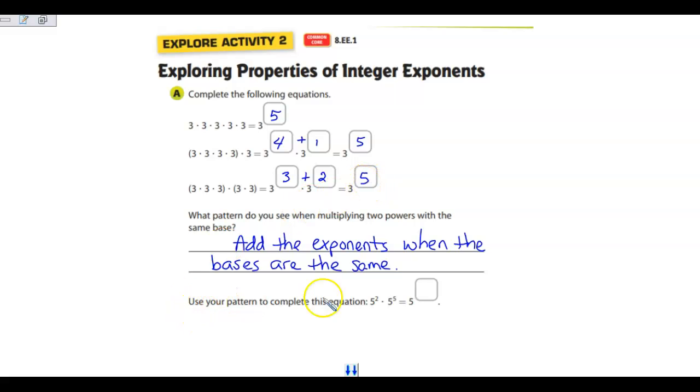If we use that same pattern with this equation, I'd have 5 to the second power times 5 to the 5th power. I'm going to take my 2 plus my 5, and that's 7. So the answer would be 5 to the 7th power.